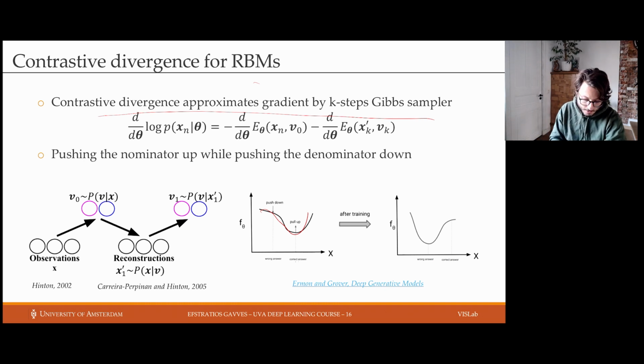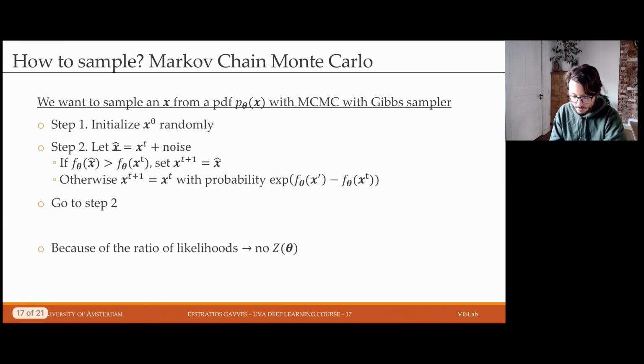Note here that because we assume conditional independence between the x's and between the latent variables, we can do parallel computations very efficiently, and that's very important. That's why we assume conditional independence.